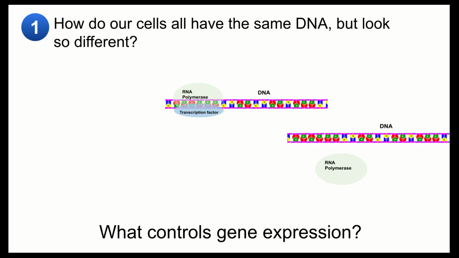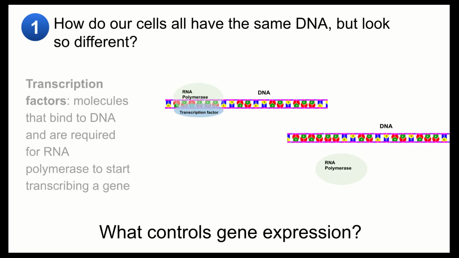Here's another example of something that can control gene expression. It's called a transcription factor. These are molecules that bind to DNA and are required for RNA polymerase to start transcribing a gene. Last week, some of you asked me, how does RNA polymerase know where to start transcribing, or even which strand to start transcribing for transcription? And the answer is transcription factors will tell it exactly where to attach and where to start transcribing.